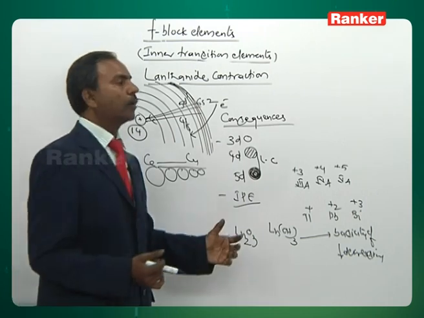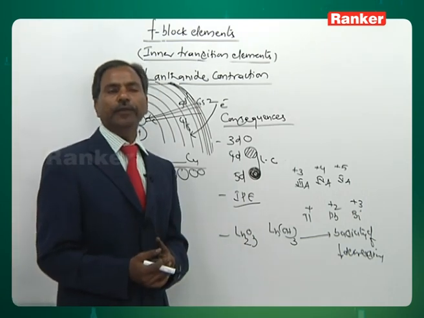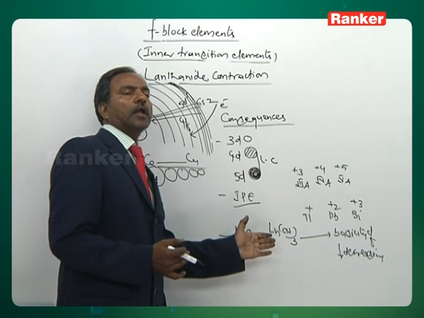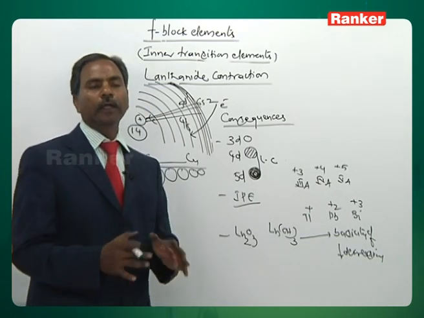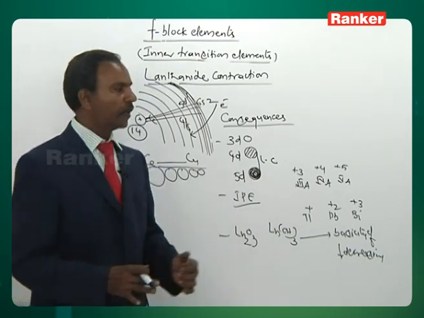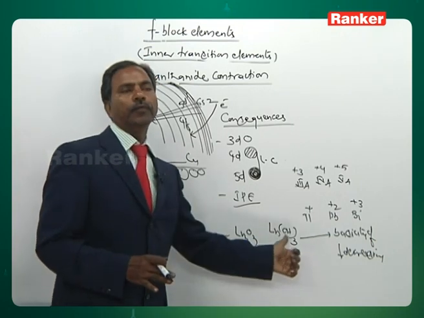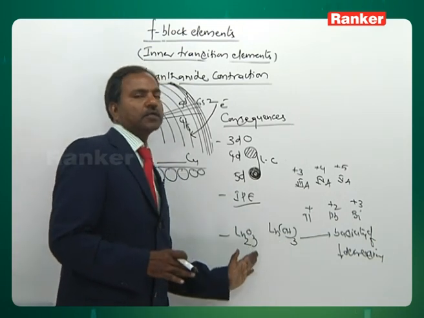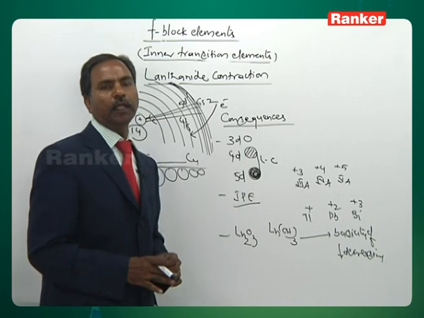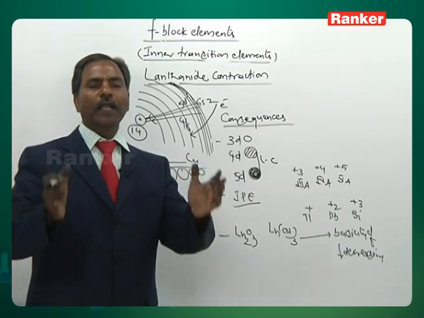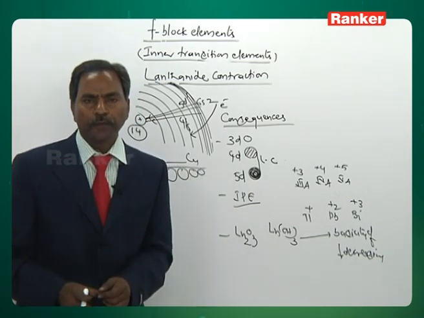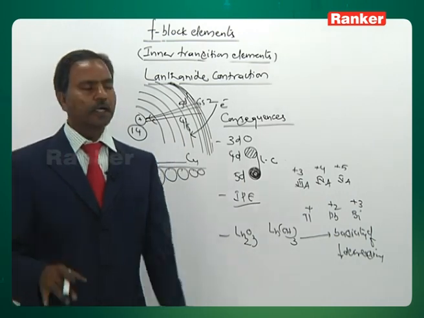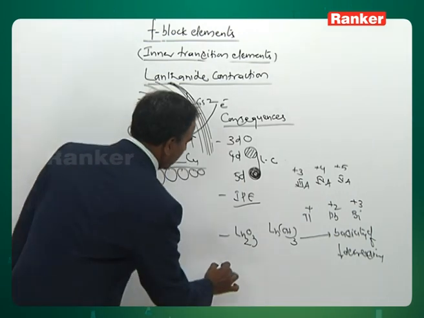Why is it decreasing? Once atomic size is decreasing, the strength of the lanthanum to OH bond becomes more. It cannot be easily ionizable. Therefore, from lanthanum to lutetium, the basicity of oxides and hydroxides gradually decreases. What can you conclude now? Lanthanum hydroxide is a stronger base, but lutetium hydroxide is a weaker base.